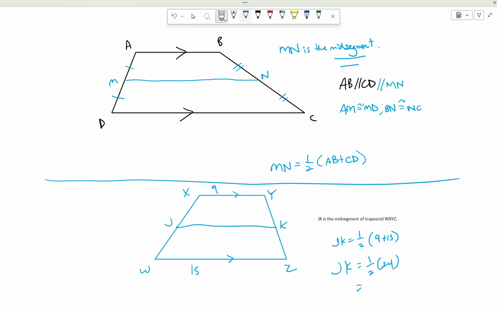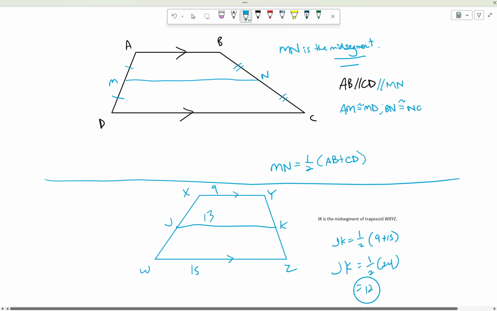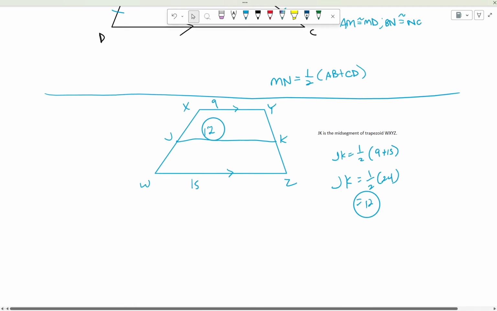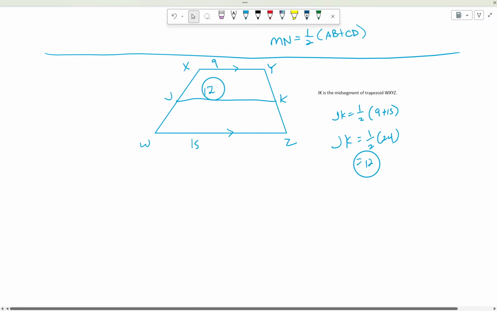Now that's a lot of work to get there. Also, take a look here. What's halfway between 9 and 15? Well, it's 6 between the two of them, so this is just going to be 3 more. This is going to be 12. Moreover, there's another way to do this. I'll show you guys in class. So, for example, if I have another trapezoid and I have a mid-segment, oops.